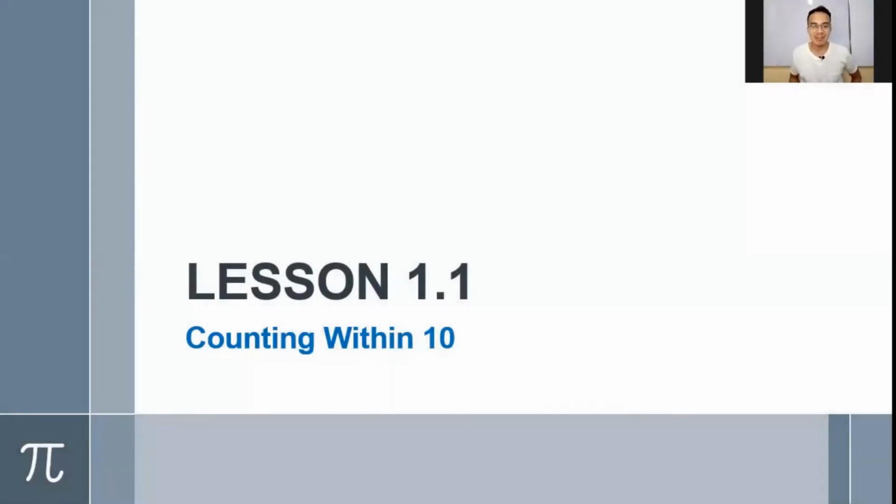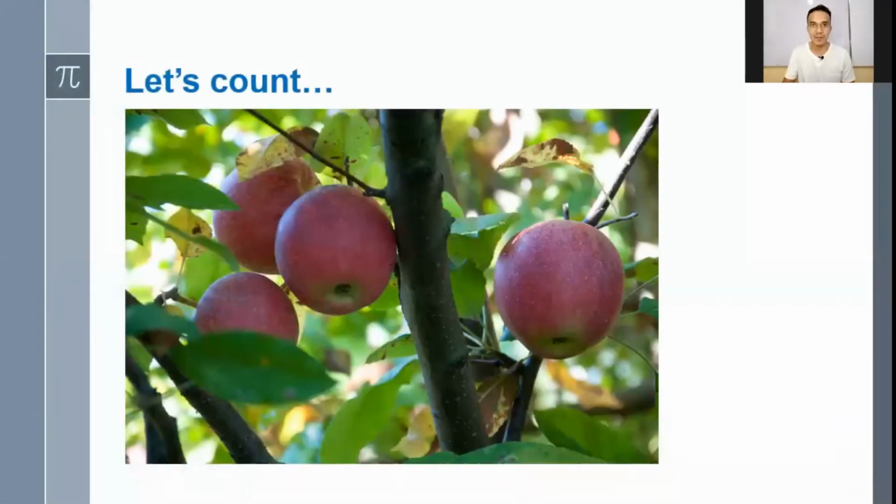First topic in math, we are going to learn how to count. I know that some of you already know how to count from 1 to 10, but let me still discuss how to count numbers from 1 to 10. Are you ready now? Okay, let's start with the first picture.